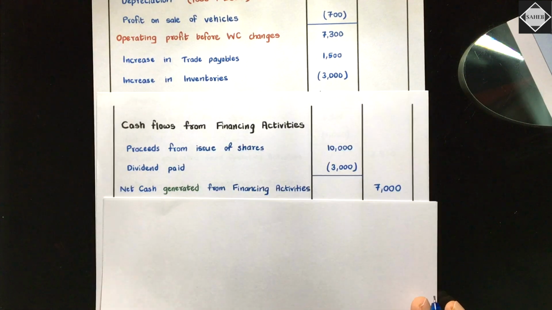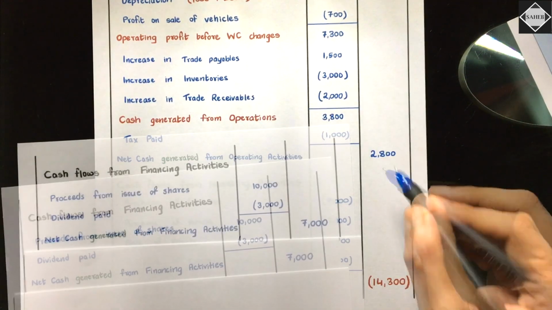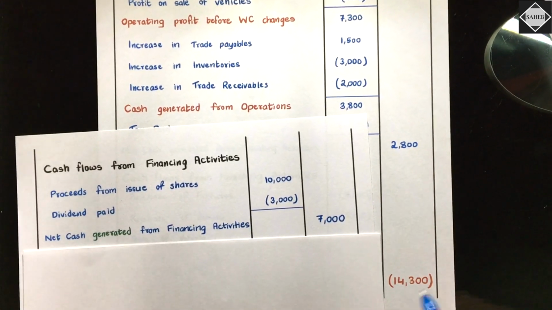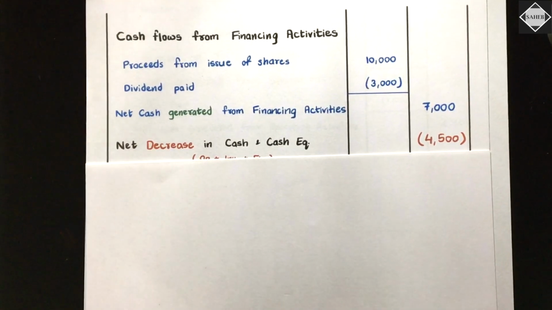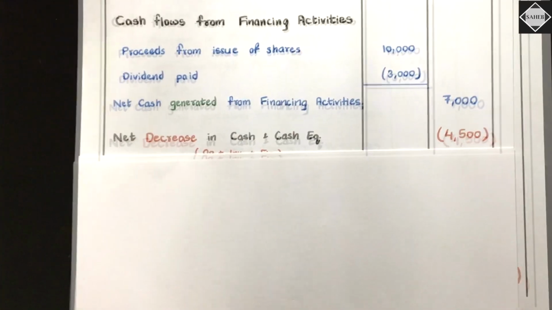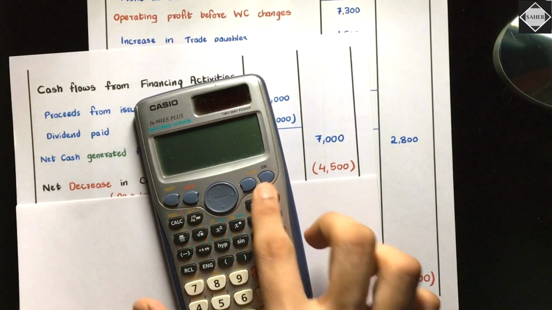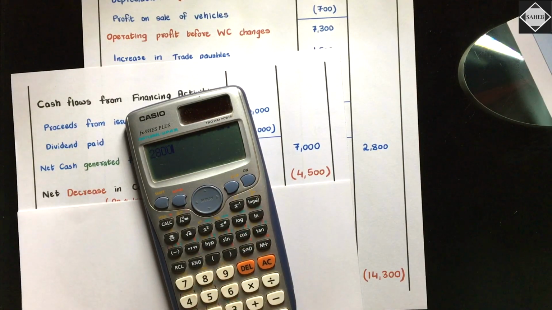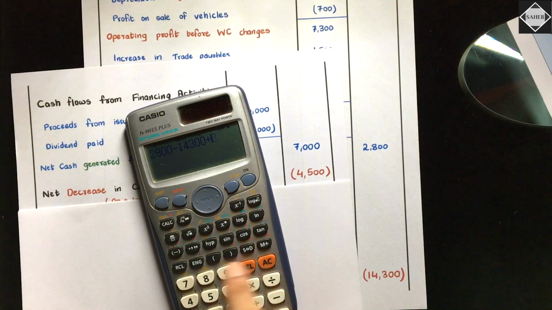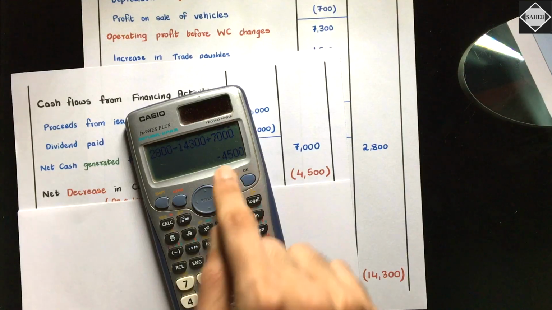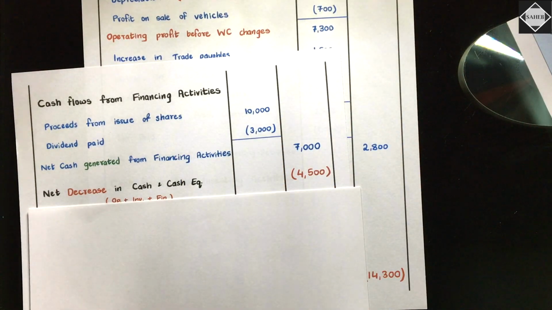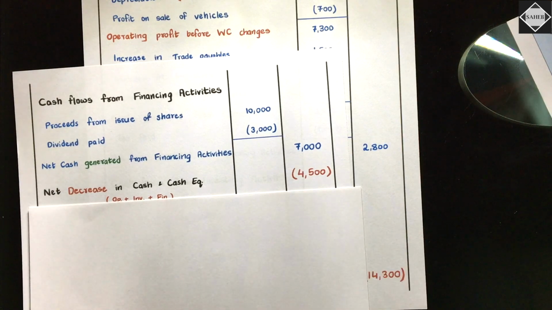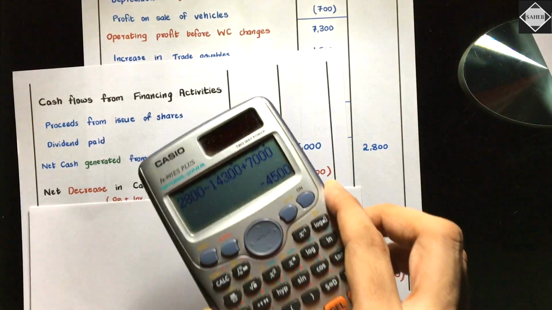Fine. After this, you all know, we make a sum. 2,800 minus 14,300 plus 7,000, that's equal to how much? That's equal to 4,500 negative. Shall we do it in the calculator? See, it's really simple now. 2,800 minus 14,300 plus 7,000 is equal to minus 4,500. We have made a sum of all the three: operating, investing and financing, and we have got 4,500 as the net cash outflow.